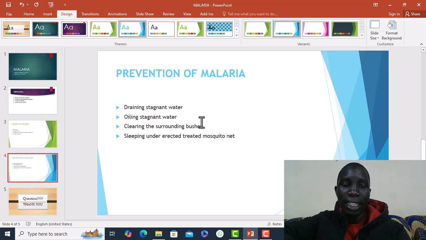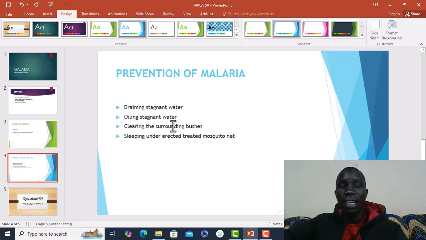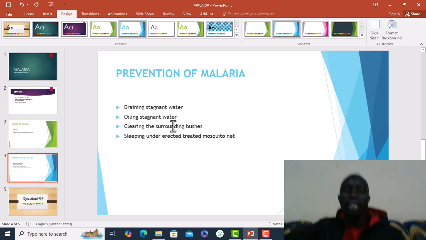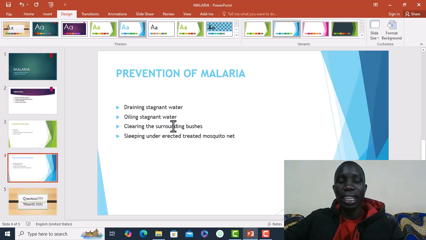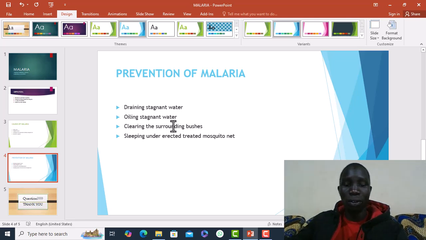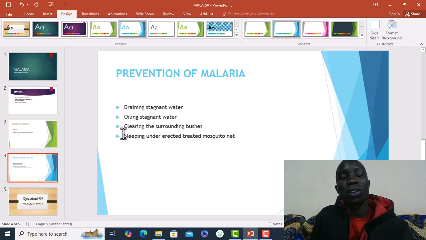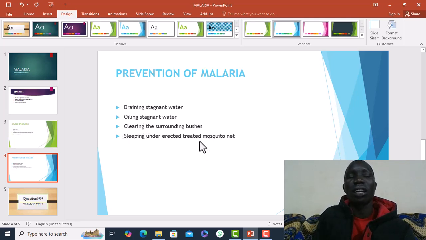Secondly, oiling the stagnant water, maybe in the waterlogged area. If we oil, this will make the larvae stage, those beneath the water surface, not have oxygen supply. So when this oxygen supply has been cut off, we see that actually they will not multiply. That's whereby the larva stage, to grow into the other stage, will not have the capacity to grow into that.